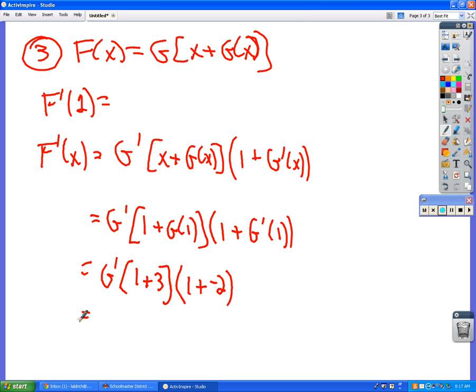Okay? Alright, so 1 plus 3 obviously is 4, so this all translates into g prime of 4 times negative 1. What is the slope of the graph at 4?